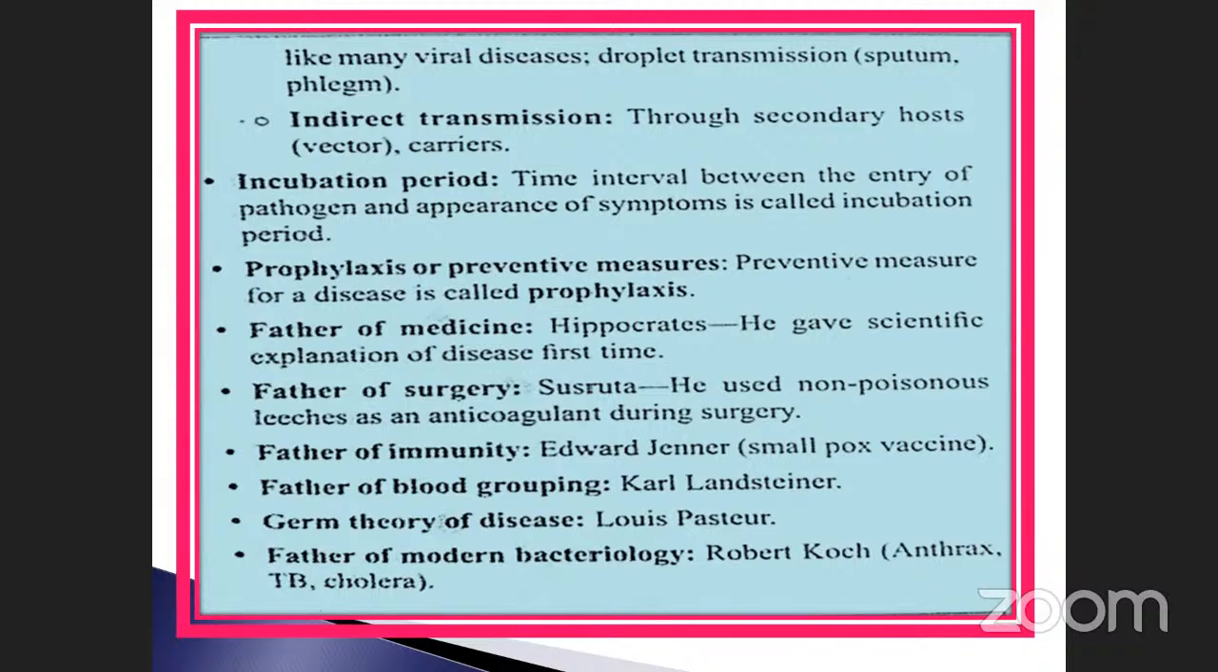And father of immunity. So many times they were asked. Sometimes they may ask, the smallpox vaccine was invented by Edward Jenner. Otherwise, father of immunity, Edward Jenner. Likewise, father of blood grouping, Carl Landsteiner. Carl Landsteiner: A, B, AB, and O. It's also considered multiple alleles. Already you studied.